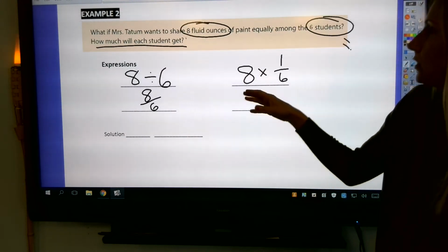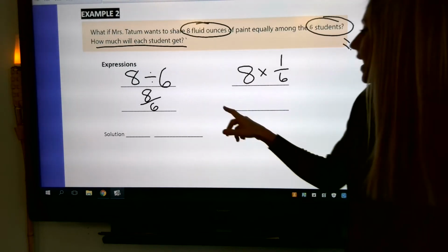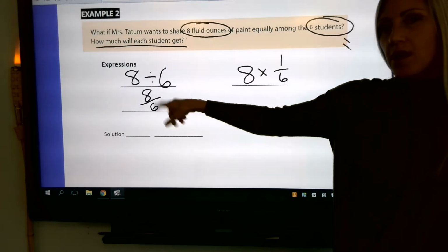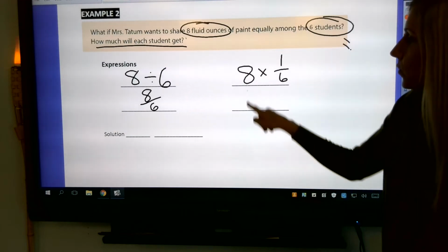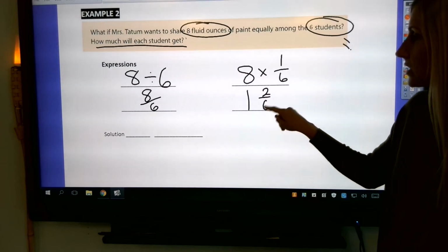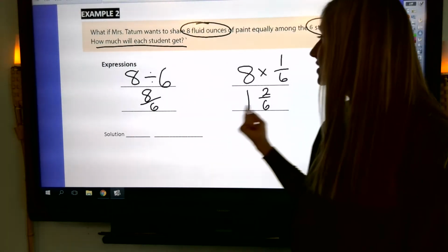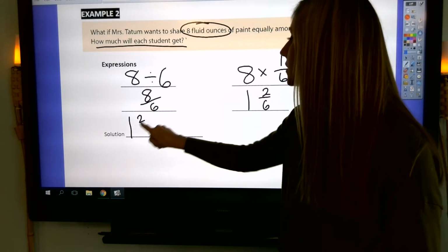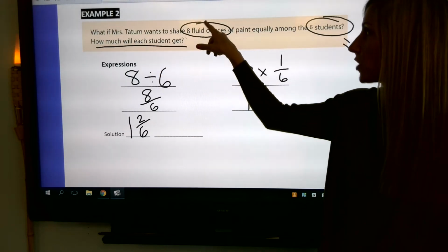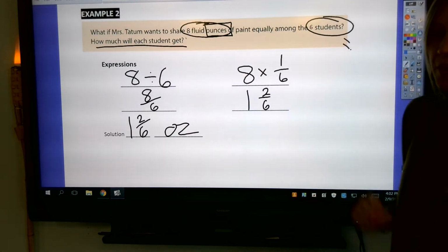Now you could do 1/6 plus 1/6 plus 1/6 plus 1/6, 8 times, right? And instead, I'm going to just do the mixed number. So how many wholes can we get out of there? We can do 1 whole, and then there would be 2/6 left, right? So our solution is 1 and 2/6, and that is how much each student will get. And of course, we're still talking about ounces for sharing that, okay?